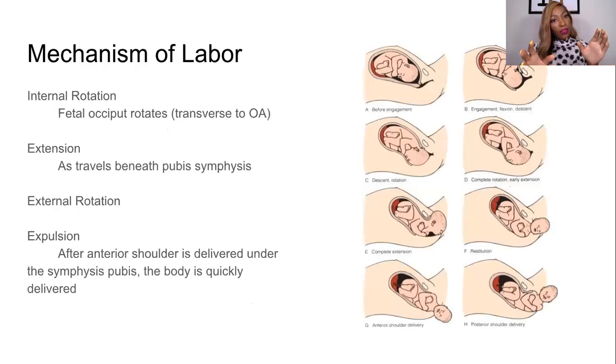It goes, and then there is an extension of the head, and then there is an external rotation, and then there's this expulsion. And you'll notice after the anterior shoulder is delivered under the pubic symphysis, the rest of the body, boom, right out. So the first time you see a delivery of a baby, you'll see the baby's head doing all of the cardinal movements of labor, and it's a beautiful sight. I've delivered hundreds of babies, but every single time I see this, I'm in such awe, because this is nature at its finest. This non-taught behavior. This is completely nature.